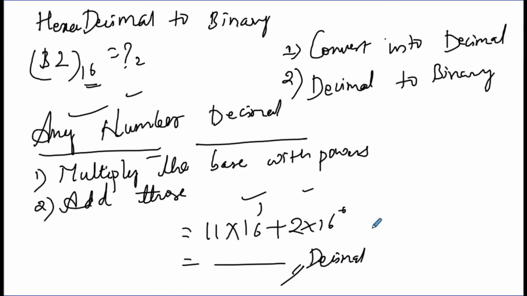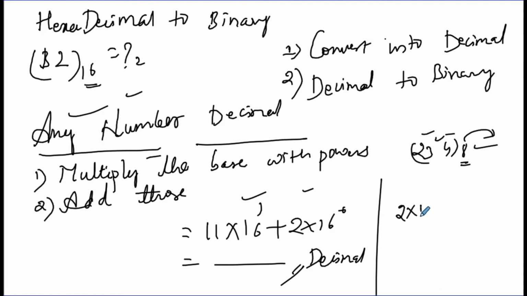Always this is the case. If the base is 8, say for example 234, to convert this into decimal, multiply 8 to these digits: 2 into 8 to the power 2 plus 3 into 8 to the power 1 plus 4 into 8 to the power 0. Any number can be converted into decimal by multiplying with its base powers and adding those digits, and you will get the equivalent decimal number. I hope this is clear to you.